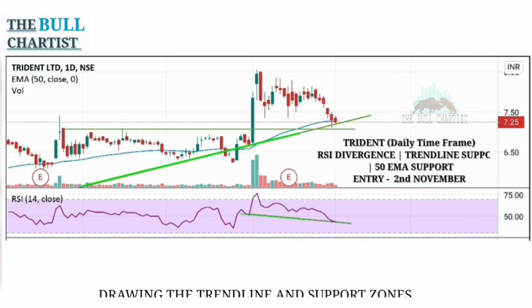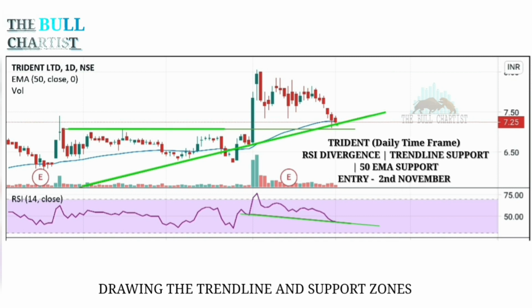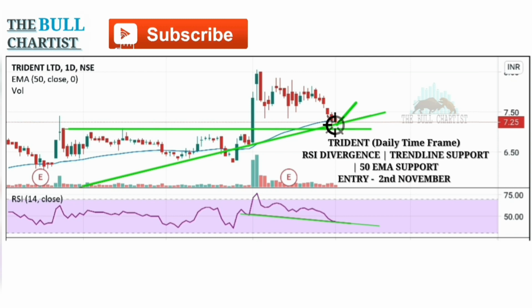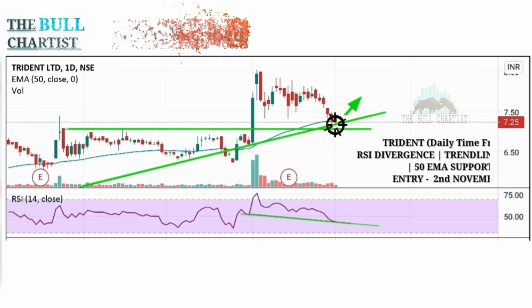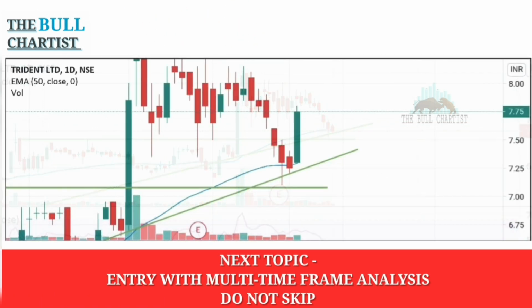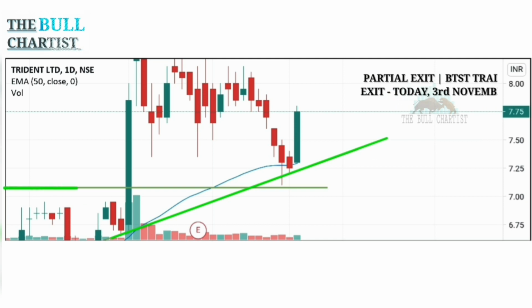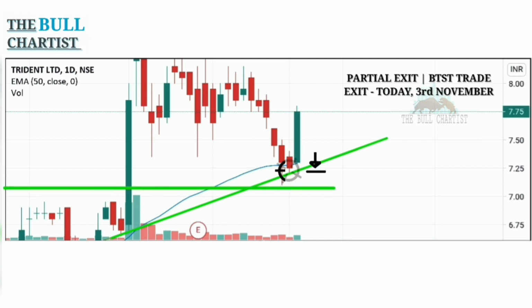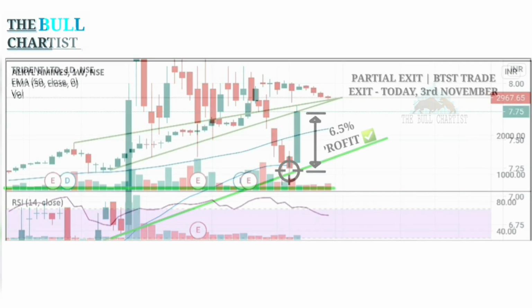Now drawing the trend line and other support zones, let's see how it's performed. Along with the 50 ms support as we had discussed in the part 1 video. The very next day, bullish candle with a profit of 6.5%.